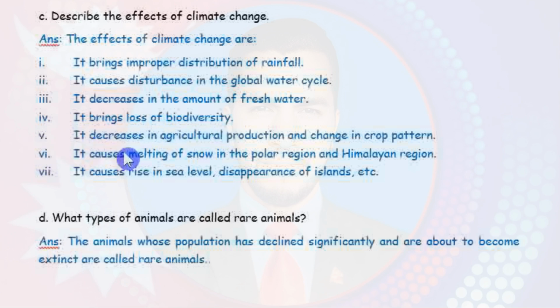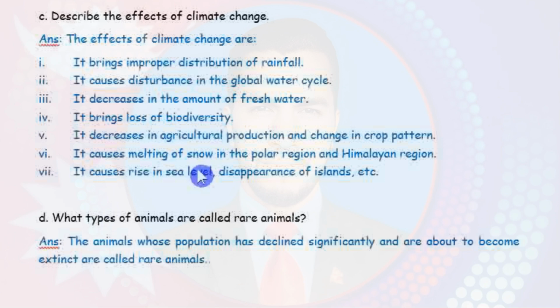Number 5, it decreases agricultural production and changes the crop pattern. Number 6, it causes melting of snow in the polar region and Himalayan region. Number 7, it causes rise in sea level, disappearance of islands, etc. So some of these points can be merged and can be sorted also.